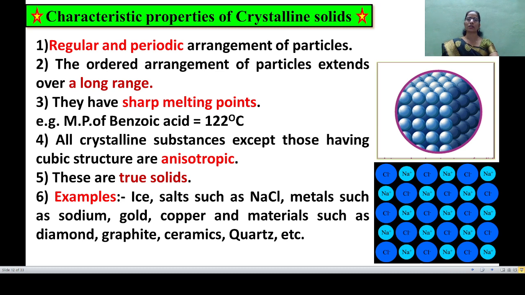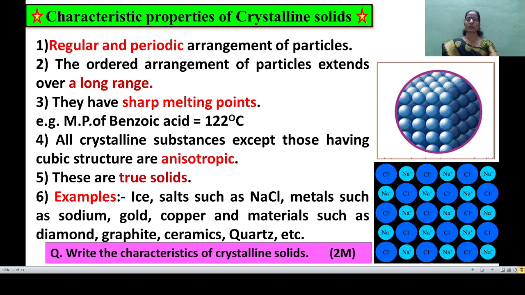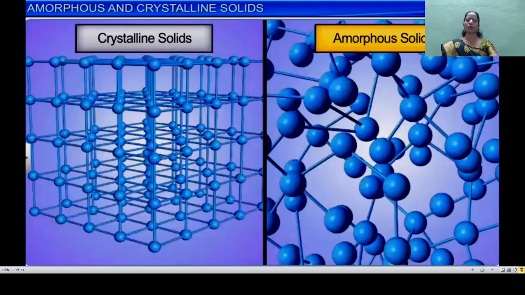Now students, see how the question is asked in the state board exam on this point. The question is asked as: write the characteristics of crystalline solids. This question is asked for 2 marks. In order to achieve 2 marks, you have to write at least 4 characteristic properties of the crystalline solids along with their examples. Okay. Now let's discuss the amorphous solids.